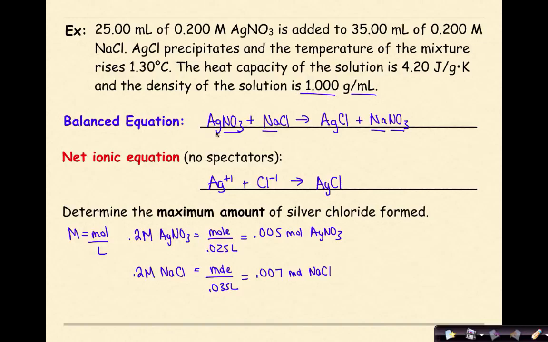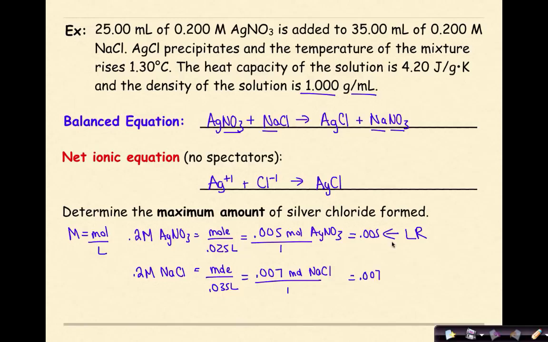Now to figure out which one is my limiting reagent, I am going to go up to my balanced equation, which I have right here, and I'm going to look at the coefficients. And this is very, very easy because it's already balanced. Everything's in a 1 to 1 to 1 to 1 ratio. So I'm going to divide this by the coefficient in front of AgNO3, which is 1. Divide this by the coefficient that is in front of NaCl, which is also 1. And this is going to be 0.005. This is going to be 0.007, and I know the number that is smaller is going to be my limiting reagent, so that means my AgNO3 here is going to be my limiting reagent.